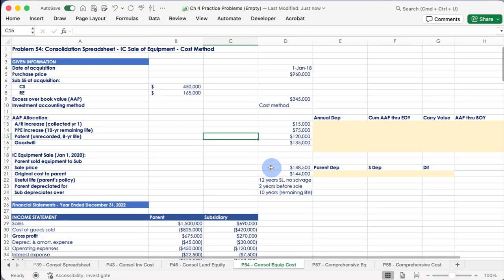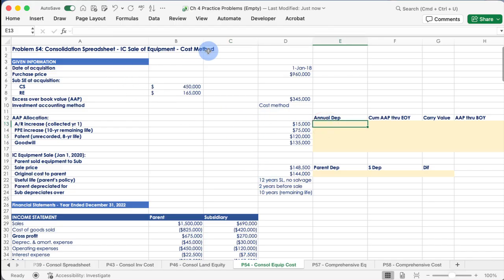In this video, we're going to be looking at the Chapter 4 Practice in Class Assignment problem 54. And so we have a consolidation with an intercompany sale of equipment using the cost method. Go ahead and pause the video, read through everything, and then come back and we'll just dive right in. Okay, so you've already read through this.